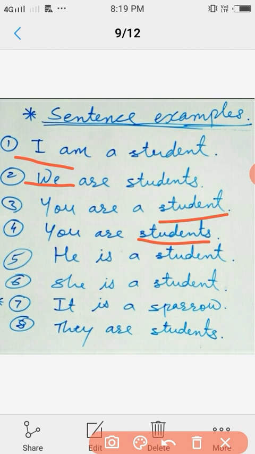Next example, he is a student. Which is the pronoun over here? He. And in the previous, you and you, right? Next, which is the pronoun, or which is the subject? She. Next one, it. And the last one, they. So here, all these pronouns I, we, you, he, she, it, they are used at the subject places, and so they all are considered subject pronouns. I hope you all understand the explanation given over here.